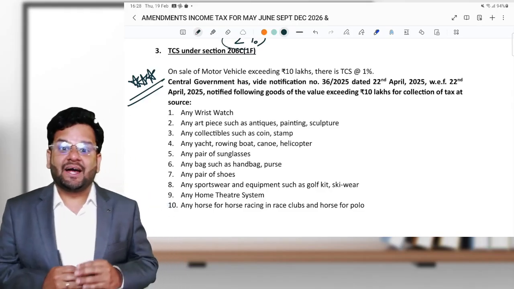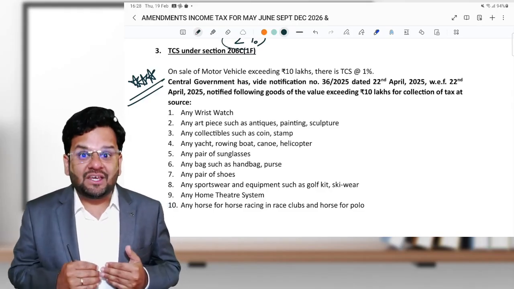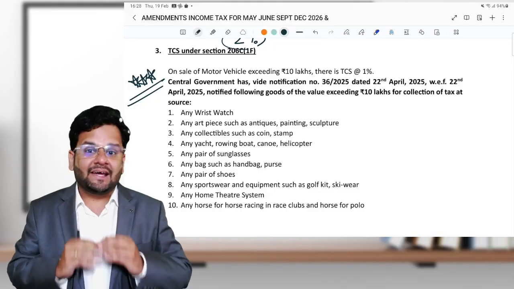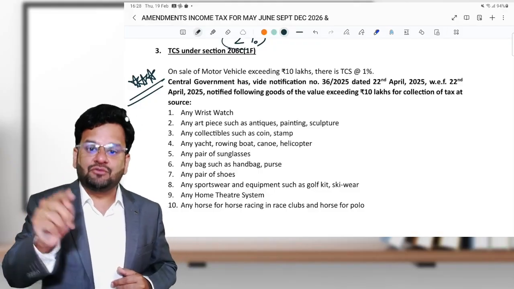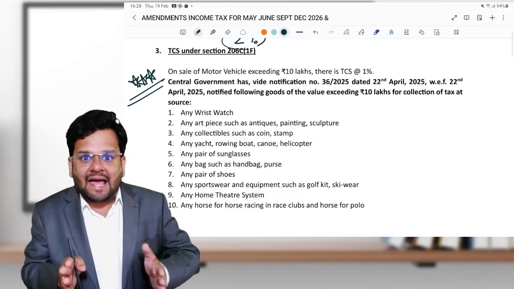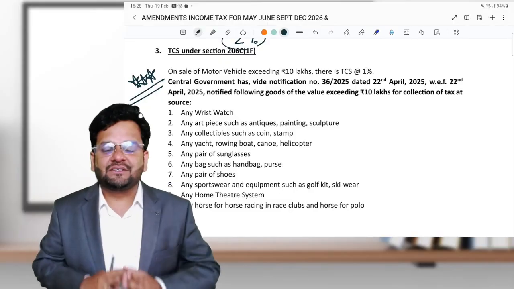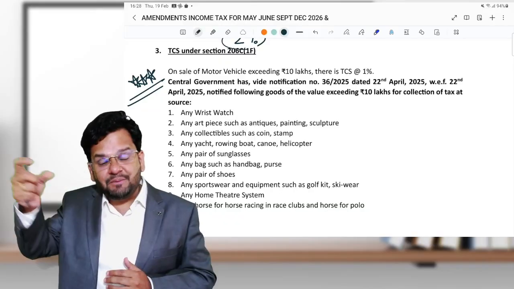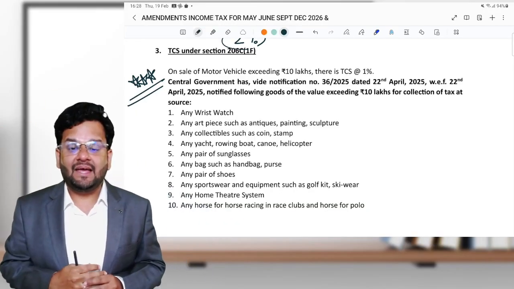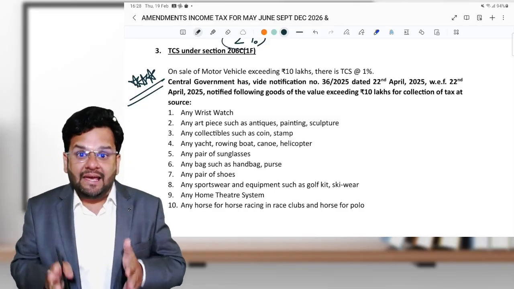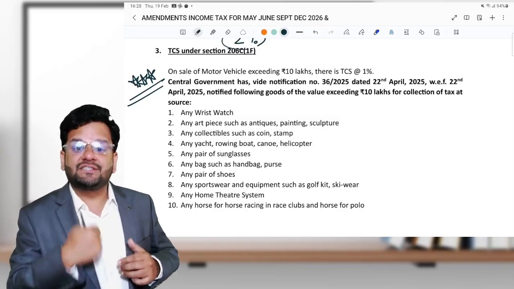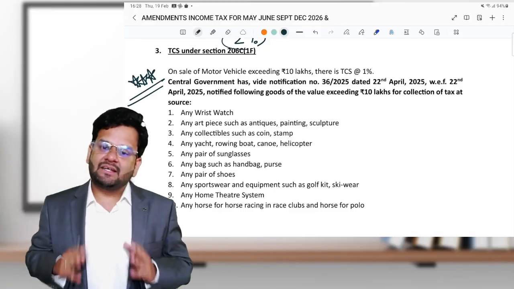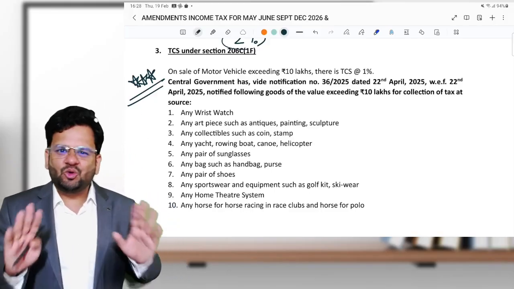Yes, sir. So I had given you example that a dealer of Kia Motors is selling a car for 15 lakhs. Then he does not collect from the buyer 15 lakh rupees, but he collects 15 lakh plus TCS of 1%. That is 15 lakh 15,000. That 15,000 he pays to the government, and then the buyer claims credit of that 15,000 in his income tax account. So it is as good as tax paid by buyer in advance to the government. So you know this concept.